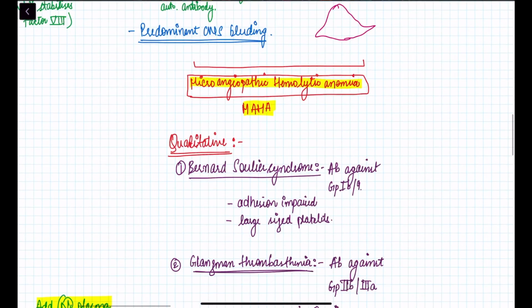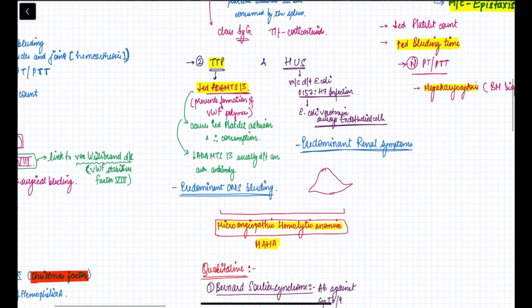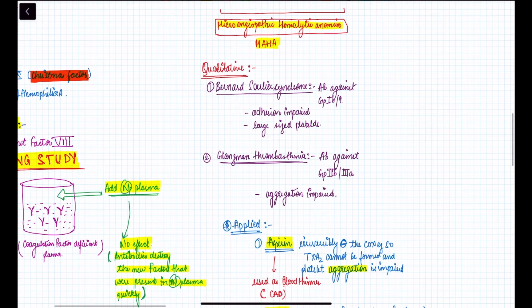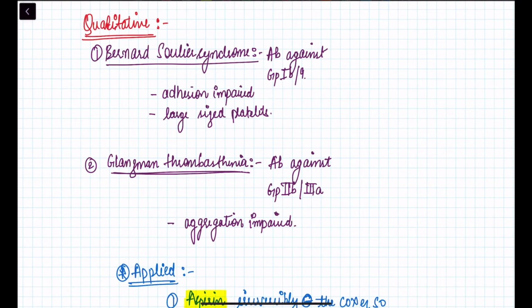So now we've completed the quantitative defects, which were ITP, TTP and HUS. Now let's go to the qualitative defects. So in qualitative defects, we have a defect in the quality of the platelet. The platelet is not of proper quality so that it can normally function. So one of the disorders is Bernard-Soulier syndrome. Here we will have an antibody formation against the GP1B9 receptor. Now we remember that GP1B9 was responsible for platelet adhesion. So platelet adhesion is impaired, not aggregation, adhesion.